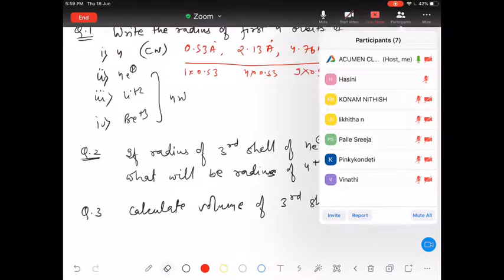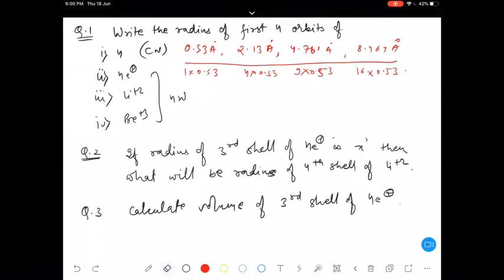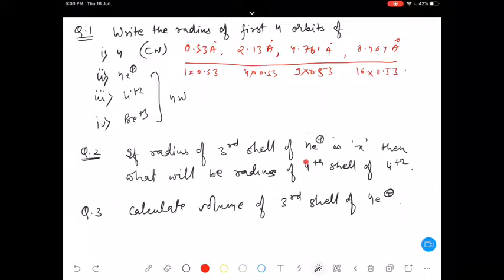Z value for hydrogen you have to take as 1. Now R will be what? N square into that constant. Constant is 0.53 angstrom only. So n square you can take 1, 2, 3, 4. 4 orbits you are taking. So 1 square, 2 square, 3 square, 4 square, like that. First one is easy. Second one, what you are going to do? You are not going to calculate value of x. You are going to just compare radius of third shell of helium with the fourth shell of lithium plus 2. That's it.